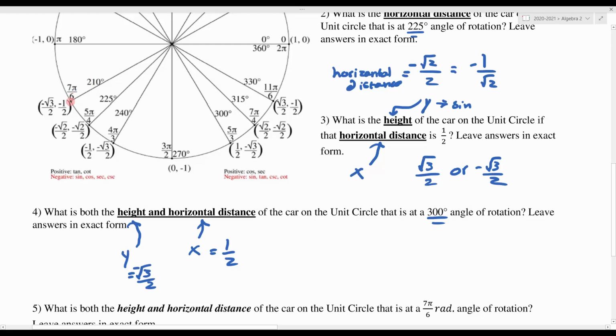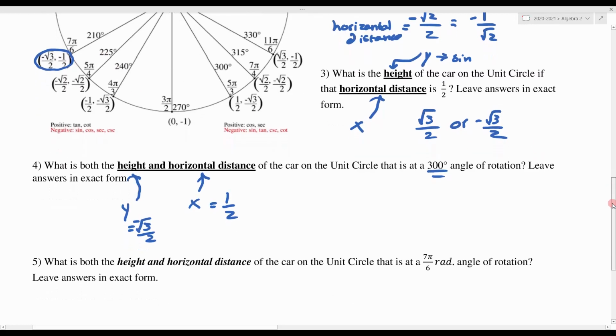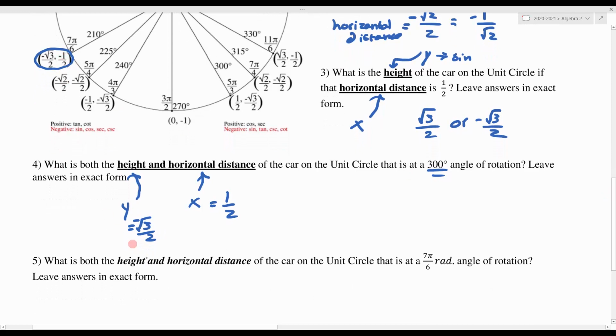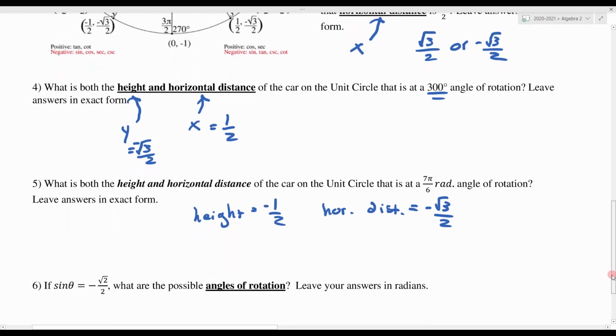And they want the height and the horizontal distance. Well, there they are. They're just right in the coordinate. So remember the height, that's the y-coordinate. So we're going to say the height equals -1/2. And our horizontal distance is equal to -√3/2. Right? So remember, height is the y-coordinate, horizontal distance is the x-coordinate. Okay. All right, let's do another one now.